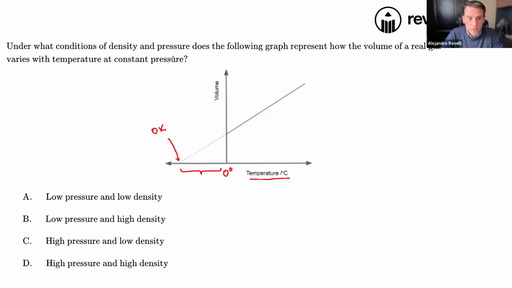So, the question: how does the volume of a real gas vary with temperature at constant pressure? What conditions? What in terms of the pressure and density? We definitely need a low pressure. We need particles to be as far apart from each other as possible. So we can cross out options C and D. We should only decide how the density should be. Well, with low pressure and particles as far apart from each other as possible, low density is what we need, which makes the correct option A. And hopefully that's what you thought as well.